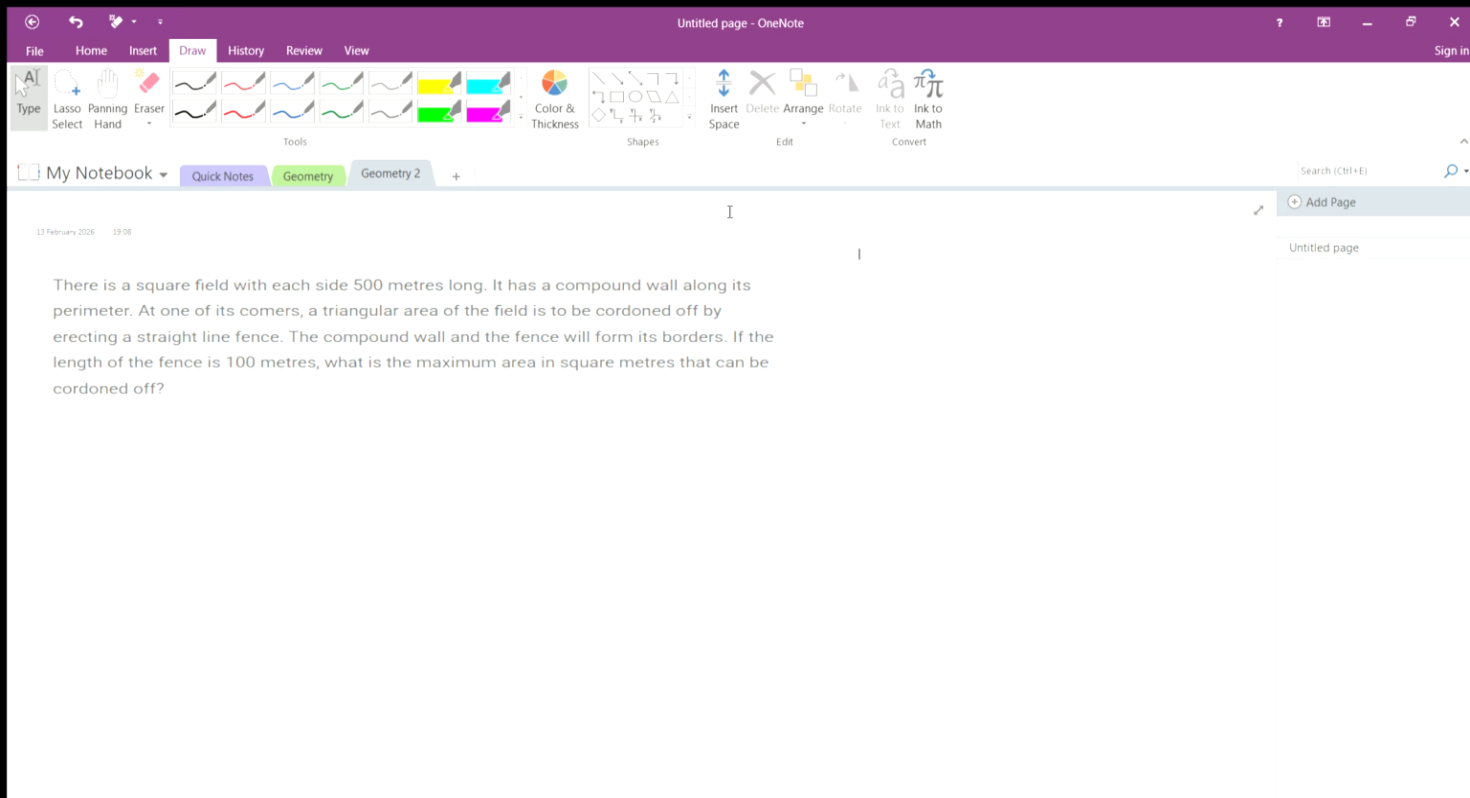First let us read the question. There is a square field with each side 500 meters long. It has a compound wall along its perimeter. At one of its corners, a triangular area of the field is to be cordoned off by erecting a straight line fence. The compound wall and the fence will form its borders. If the length of the fence is 100 meters, what is the maximum area in square meter that can be cordoned off?